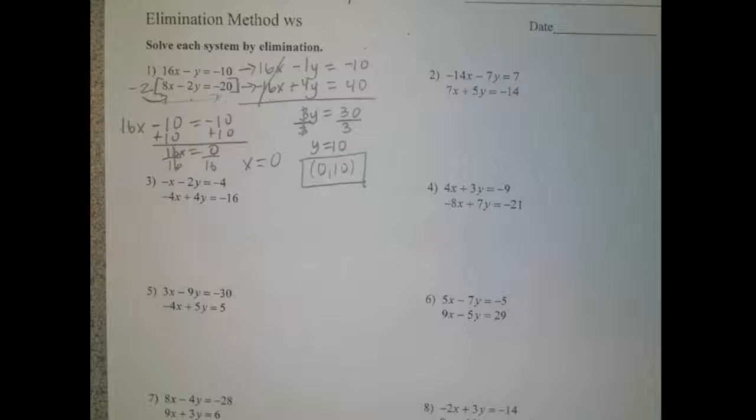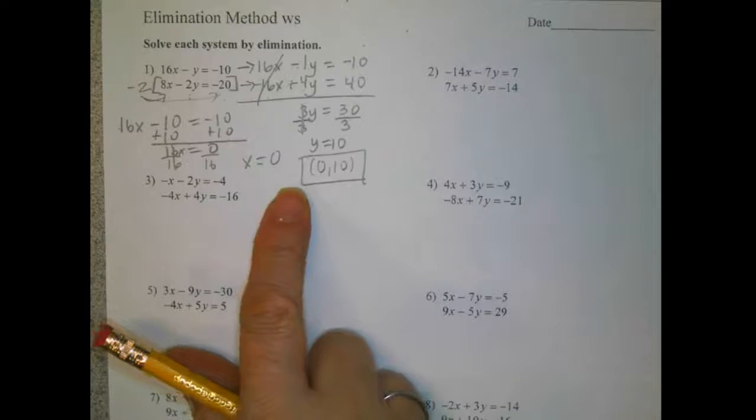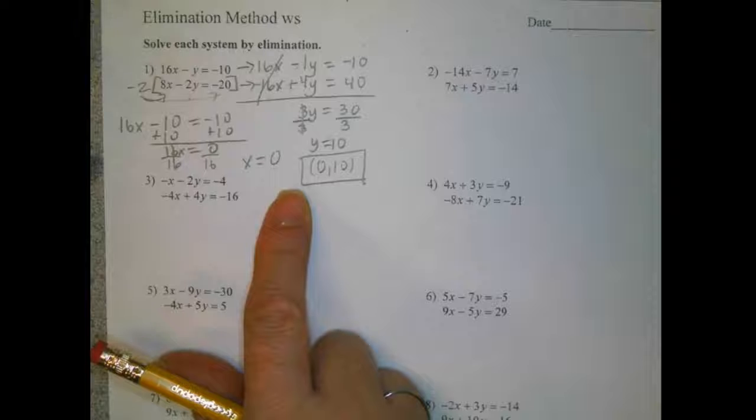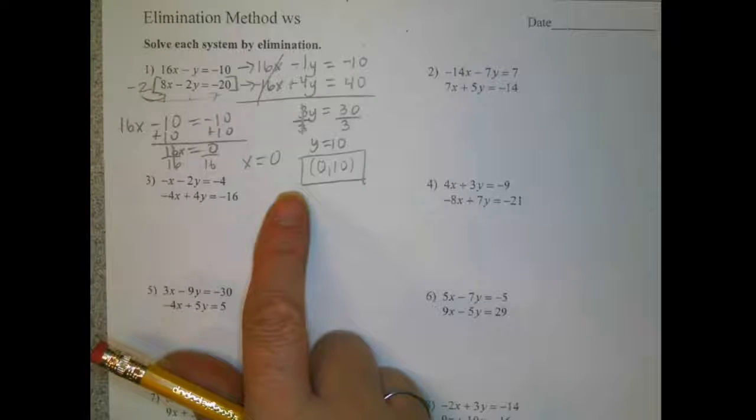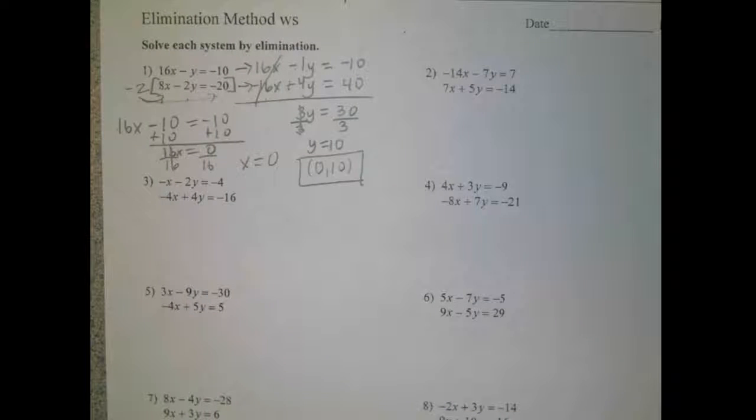All right. Okay, so this is exactly like what we've been doing, right? We only had to change 1. We only had to multiply 1 in order to get it to eliminate something, right? But let's go ahead and look at another one.